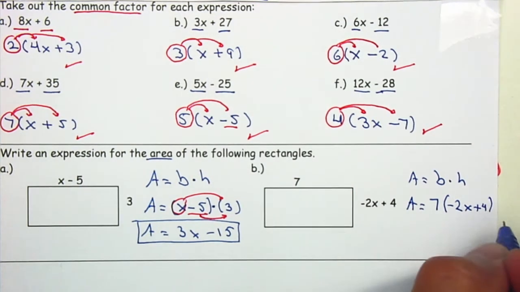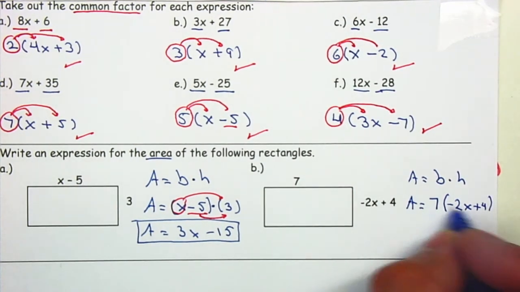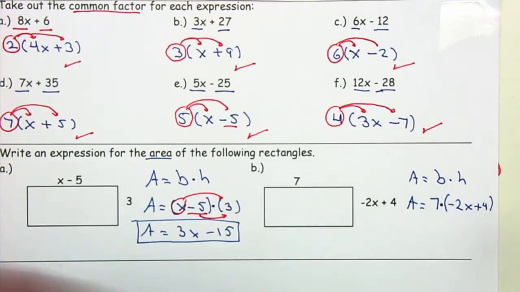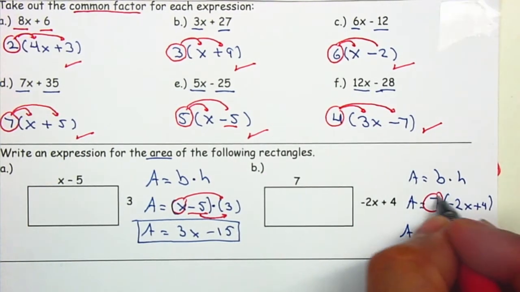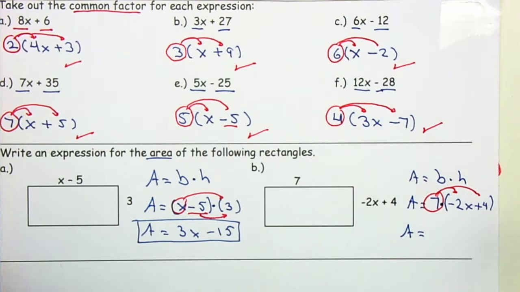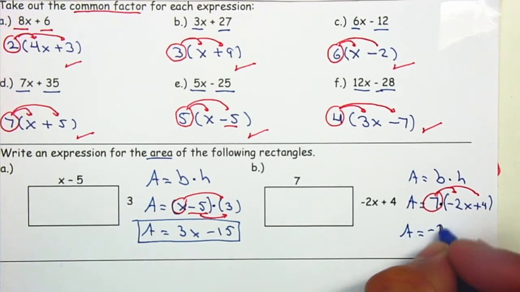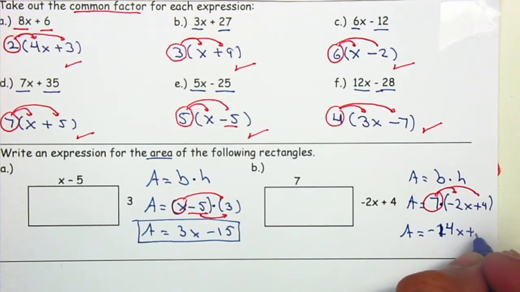If you notice, on this example, I also place a parenthesis on the one on the right. You can place a parenthesis on the 7 as well. Either way will be correct. We're going to use our distributive property. We're going to distribute the 7 times the 2x and the 7 times the 4. So 7 times negative 2x is negative 14x. 7 times 4 will be positive 28.